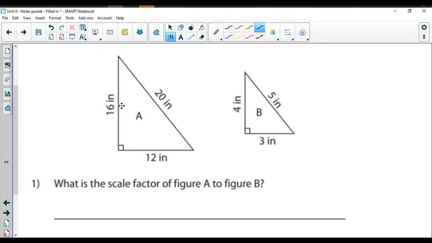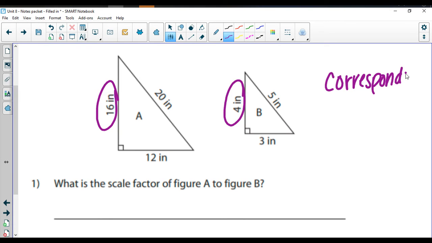So when I look at figure A and compare it to figure B, I want to go ahead and actually focus on just one side. So I'm going to focus on this 16 and the 4. Those are called corresponding sides. And if you remember from similar figures as well as angles, corresponding means that we're in the same spot. So the scale factor from A to figure B, so we want to actually compare B over A, is going to be our process here.